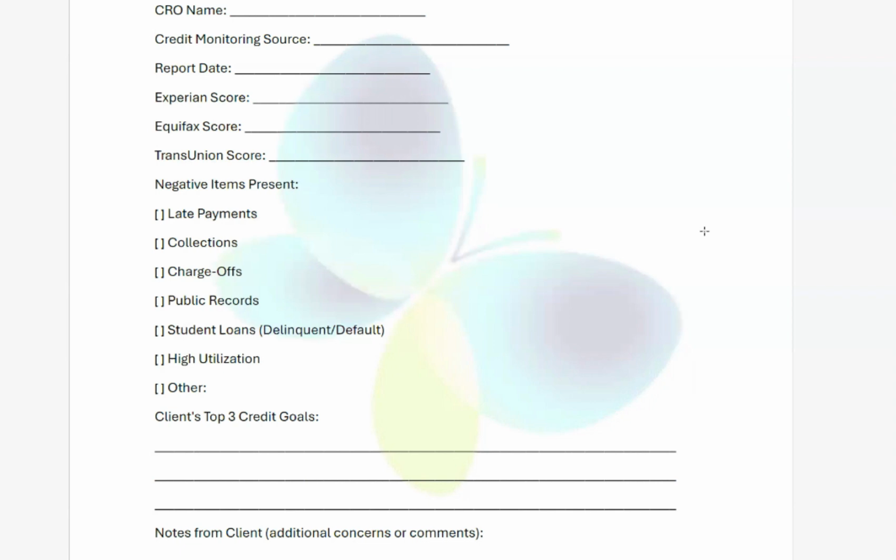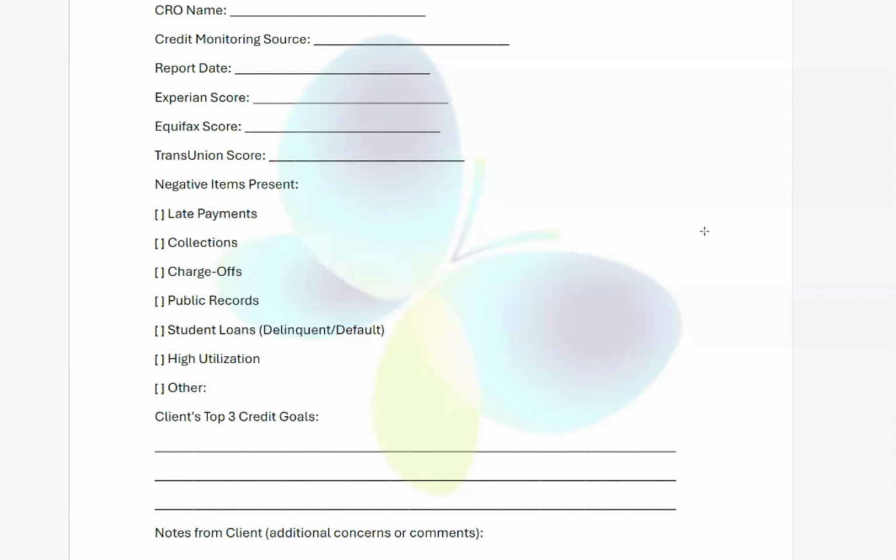So student loans: what is the status of the student loans? Do they have delinquencies? Are there defaults? Is there high utilization? We're just going to go through and pick out the things that are there. Just check them off as you go so that when you look over this, you can see right away what it is. Then I talk to the client. What are their credit goals? What are they actually trying to do?